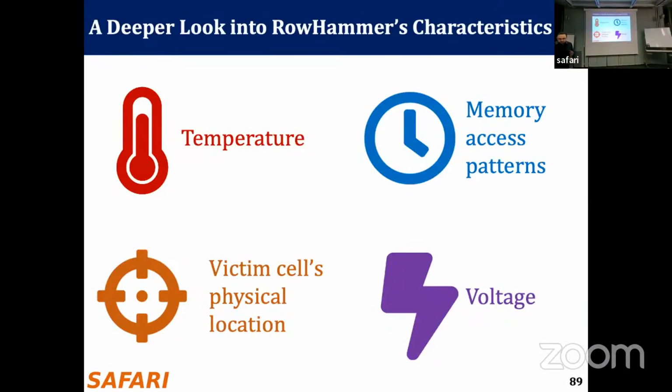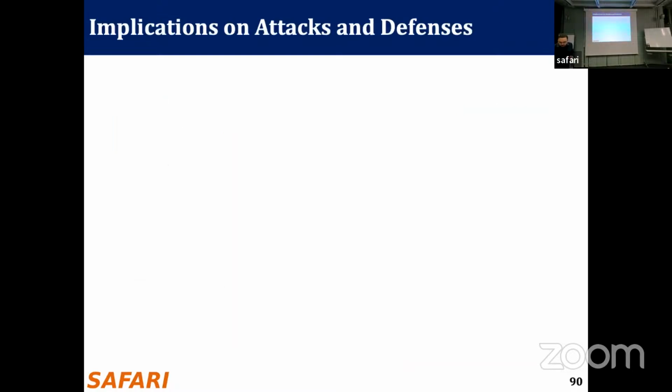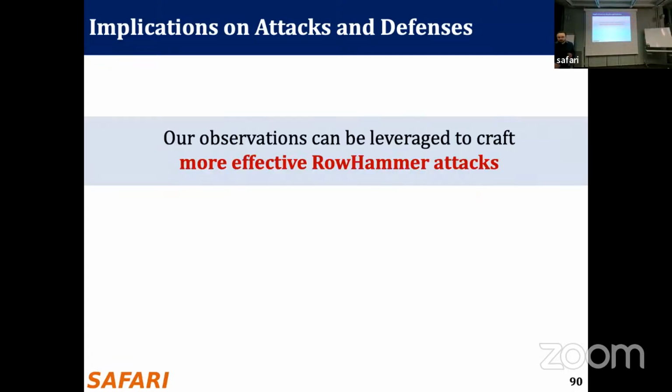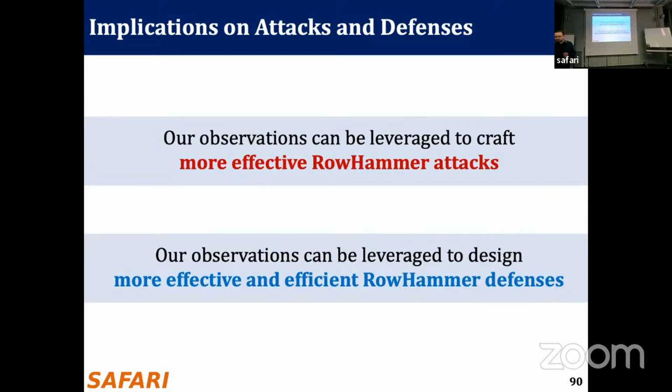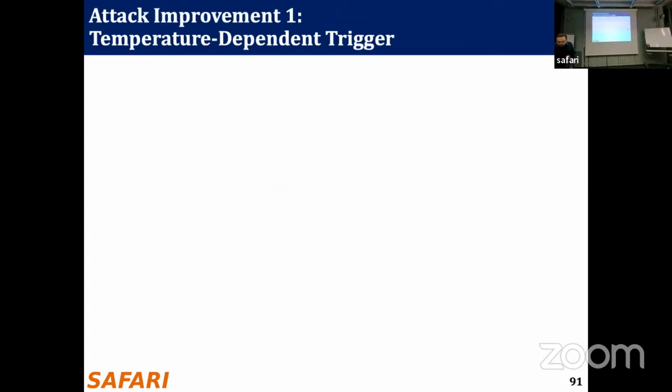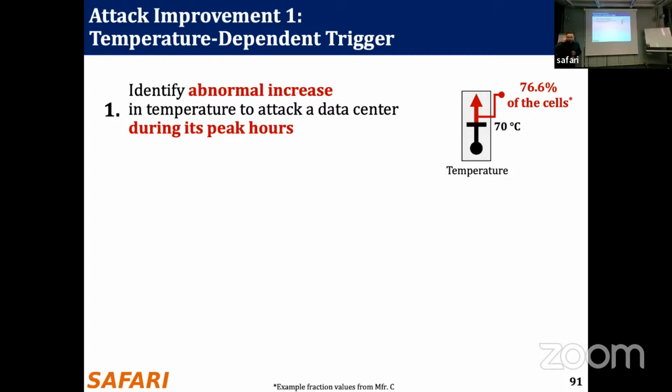So yeah, I covered everything regarding the RowHammer characterization. So I will talk a little bit about the implications. First I wanted to say that we can leverage our observations to craft more effective RowHammer attacks and more effective and efficient RowHammer solutions. I'll go through 2 attack improvements and 1 defense improvement, and then I will refer you to the papers for more information.